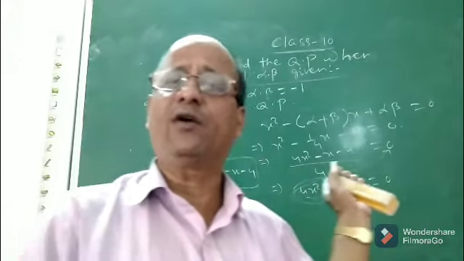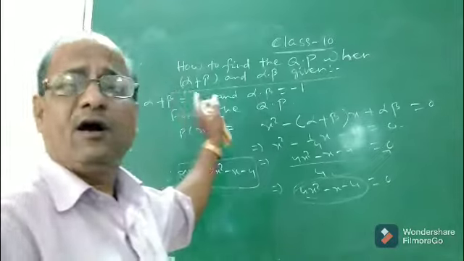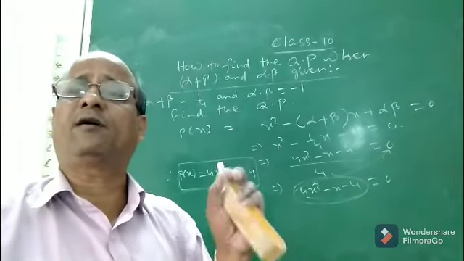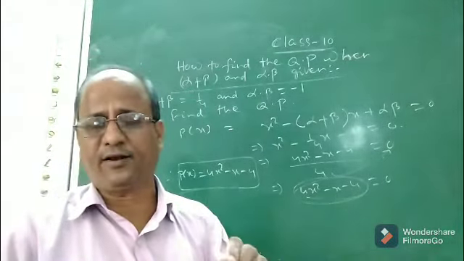Okay, children. I hope you understood what I discussed today, how to find the quadratic polynomial when the sum of its zeros and product of zeros are given.